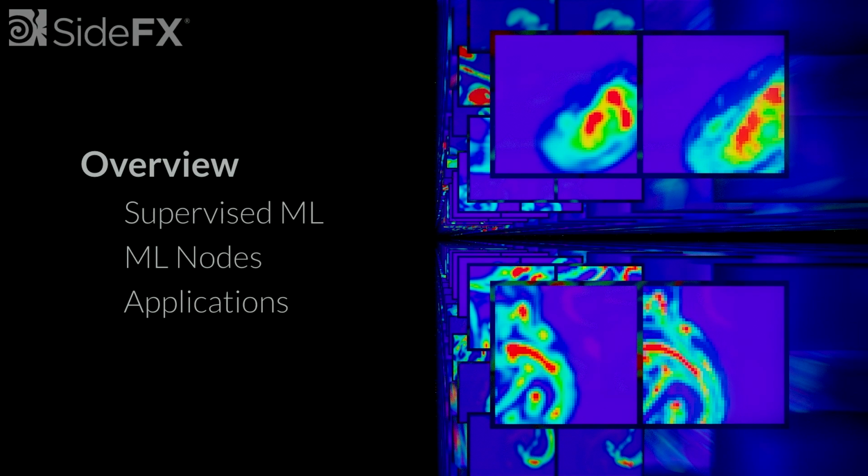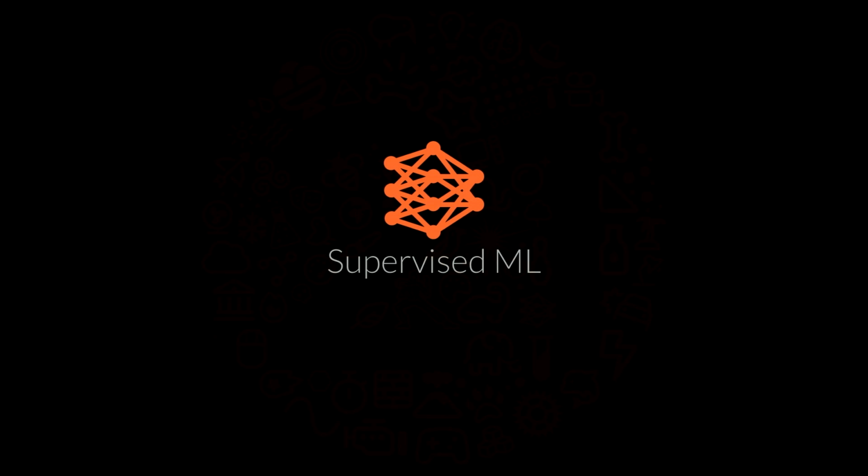So this talk consists of 3 parts. I'm going to start talking a little bit about supervised ML. I'm not going to go necessarily very much into the Houdini nodes at that point. After that, I'm going to go into the Houdini ML nodes and how you create a pipeline from them. And then finally, I'm going to show you some applications that are built using this. Okay, let's start with the supervised ML.